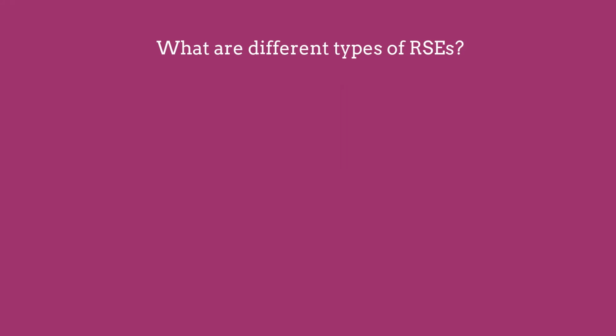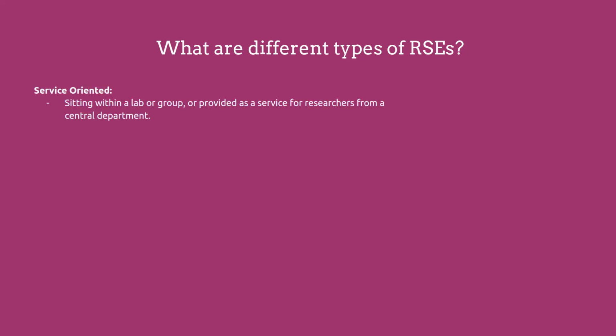So I wanted to think about what are the different types of RSEs. The first one is service-oriented. A service-oriented RSE is maybe sitting within a lab or group such as research computing, and they're providing a service for researchers. So someone comes to them and says, oh, I need to optimize the script, or we need to have this web application built. Let's make this happen.